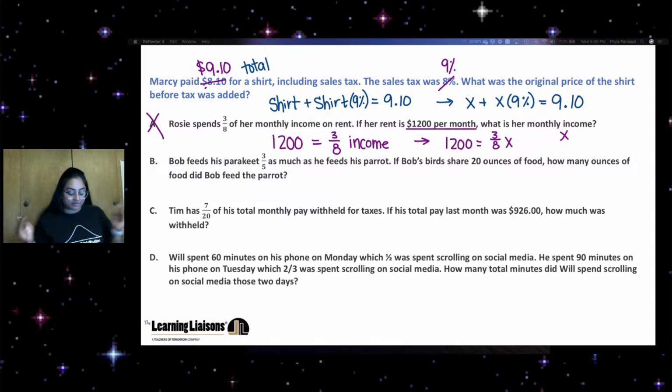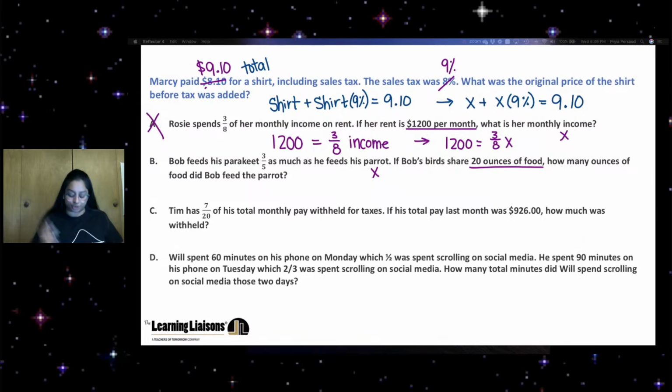B says Bob feeds his parakeet 3/5 as much as he feeds his parrot. Okay, 3/5 of what? 3/5 of the parrot's amount. So let's name the parrot's amount X. And we have 3/5 of X and X to equal what? Our total here is 20 ounces because it says, if Bob's birds share 20 ounces of food, how many ounces of food did Bob feed the parrot?